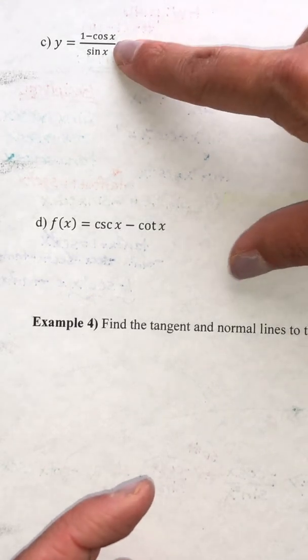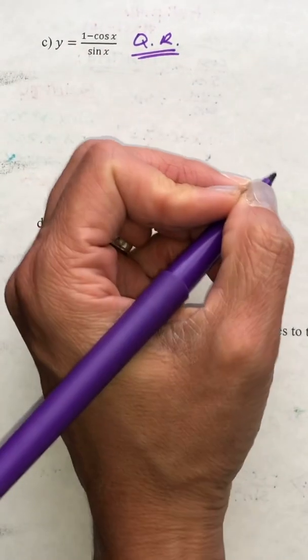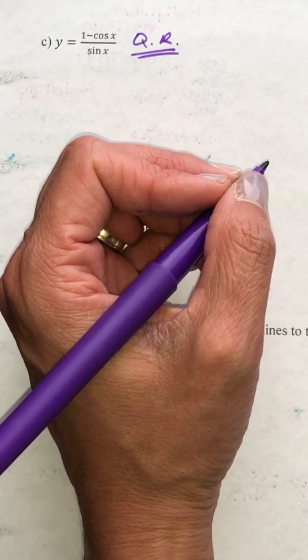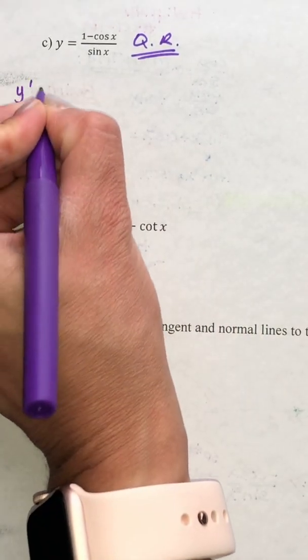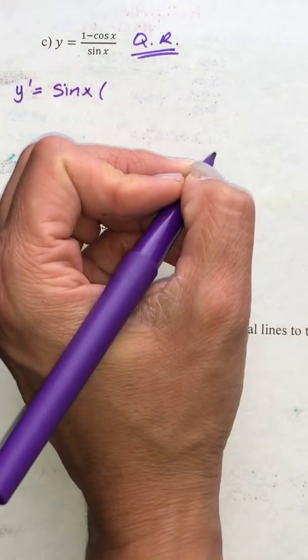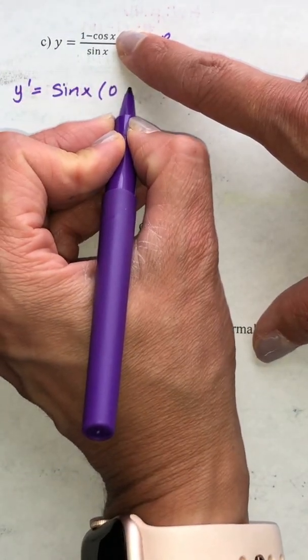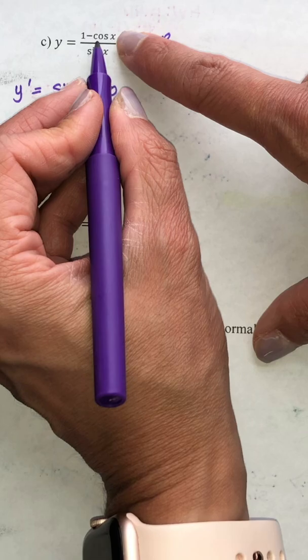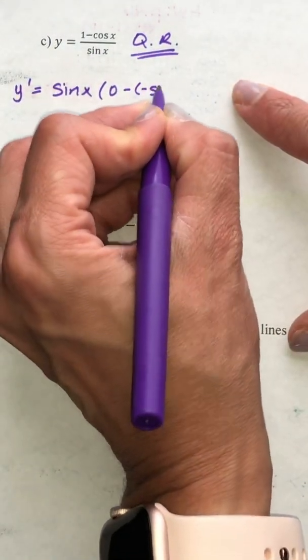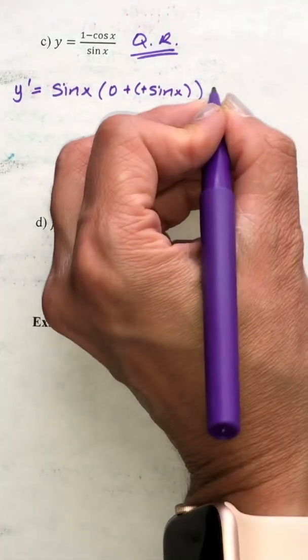Okay. So I have a quantity divided by a quantity. So that means I'm going to be using the quotient rule to differentiate this. Okay. So remember, low d high minus high d low over low squared. So y prime is going to equal, well, the low is sine x times the derivative of the high, well, the derivative of 1 is 0, and then minus the derivative of cosine x is a negative sine x. So that's a double negative, so that's going to turn into just a sine x.